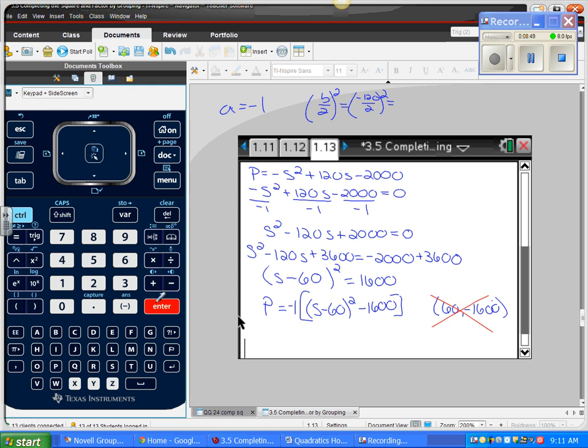So what we have to do is make sure that if there is an A value that we take out, we put it back through, okay? So it's actually negative s minus 60 squared plus 1,600, okay? So essentially at 60 sweaters, I'm making $1,600. And that's my maximum profit.